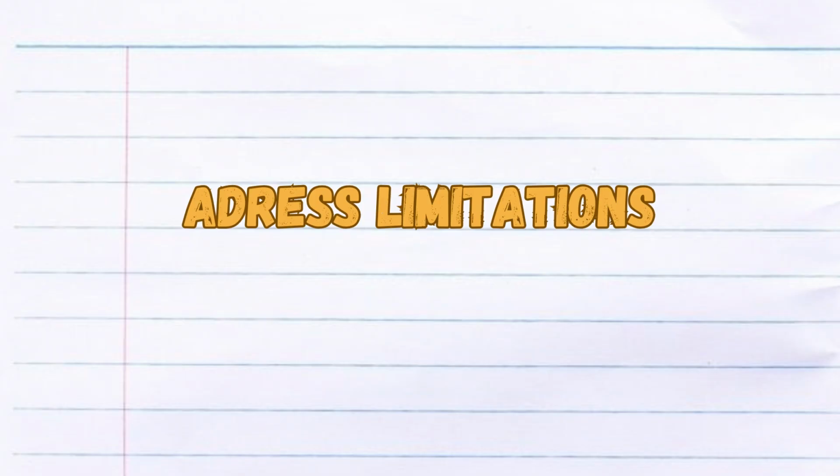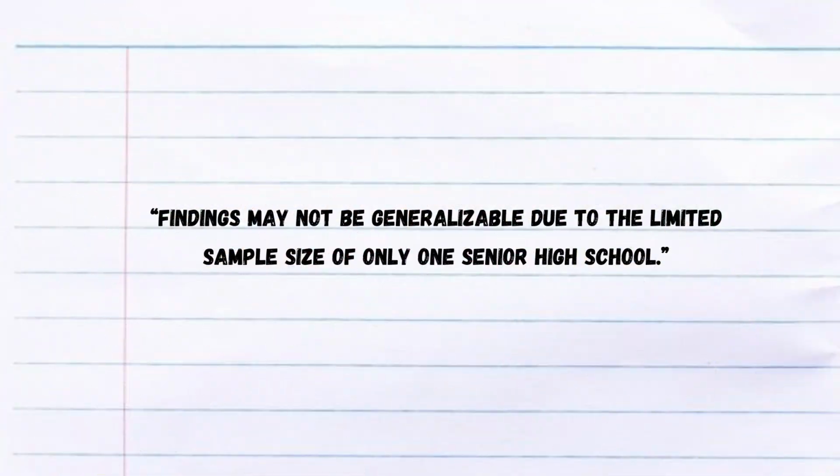Address limitations. This pertains to being transparent about your study's constraints, like small sample size and narrow geographic focus. An example of this: findings may not be generalizable due to the limited sample size if only one senior high school was surveyed.